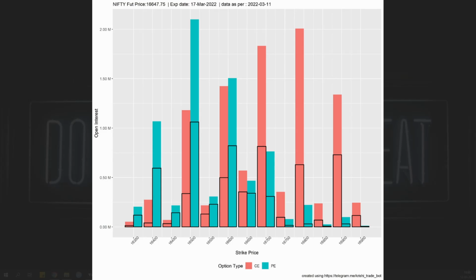So how do we interpret the whole graph? On the y-axis it says open interest, and on the x-axis we see strike, and there are 2 options, call option and put option data, represented in this particular graph. The bar with the border shows the day's change in OI, while the total height of the bar represents end of day open interest.